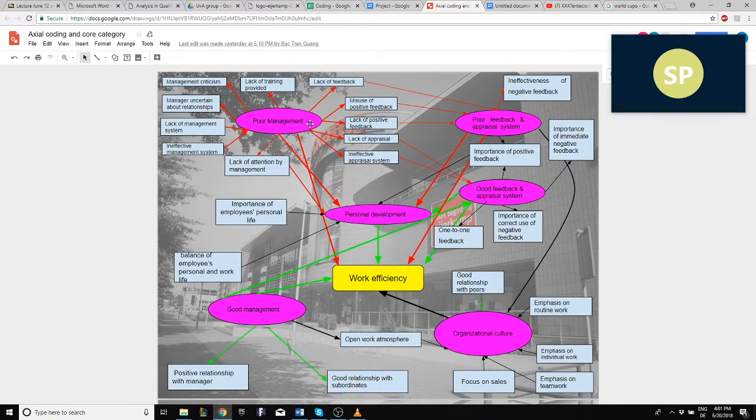As can be seen on the mind map, poor management has a negative relationship with personal development, in that greater poor management leads to less personal development. Personal development can also be negatively affected by a poor feedback and appraisal system. On the other hand, a good feedback and appraisal system and good management can lead to an increase in personal development. Dylan will now cover the next step in the coding process, which is selective coding.